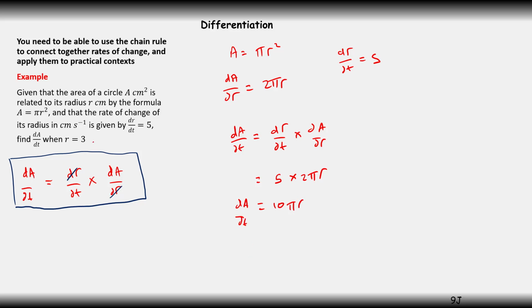And when the radius is equal to 3, the rate of change of the area is given by, when r equals 3, dA by dt is equal to 10 times pi times 3, which is equal to 30 pi. Okay. So that's a pretty straightforward example. Hit pause, copy the example down. Once you've done that, hit play and we'll look at another example.